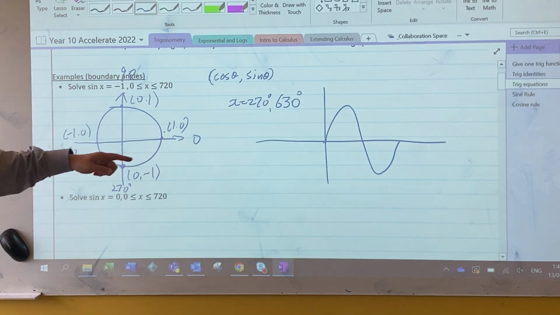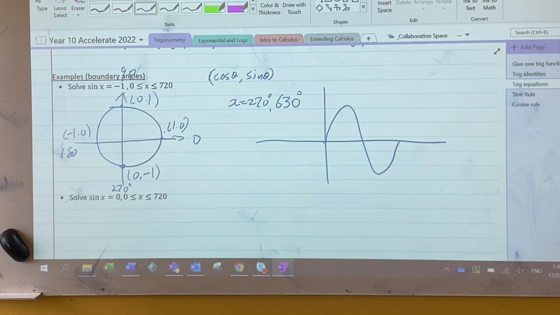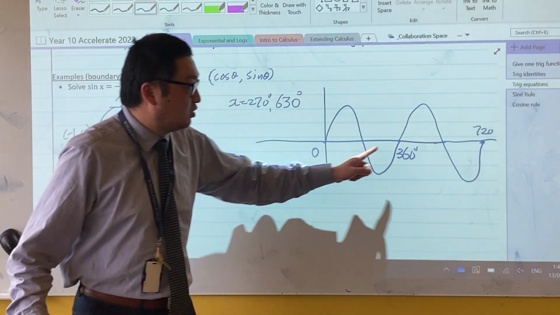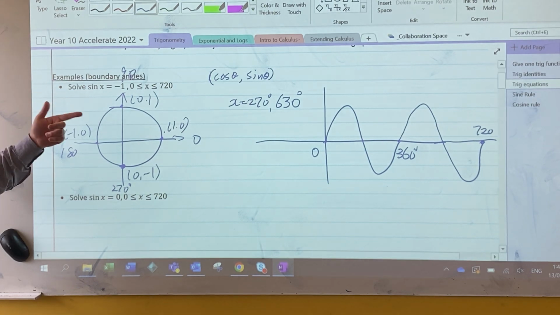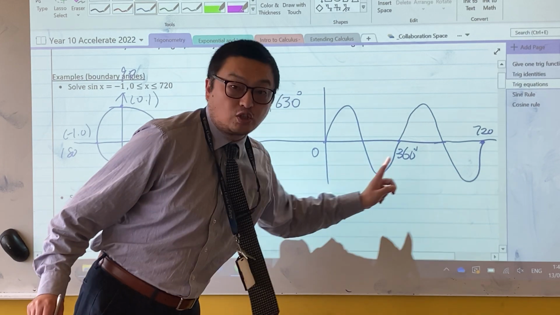I've done one side from 0 to 360, so I'm going to label that 0 to 360, and one more time, then back to 720, right? We look within this domain from 0 to 720 degrees. When does sine x equal -1? So these are the two answers.